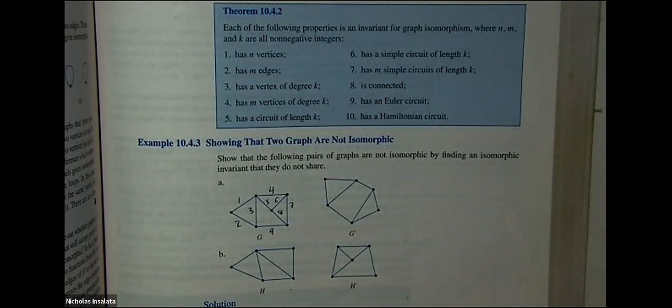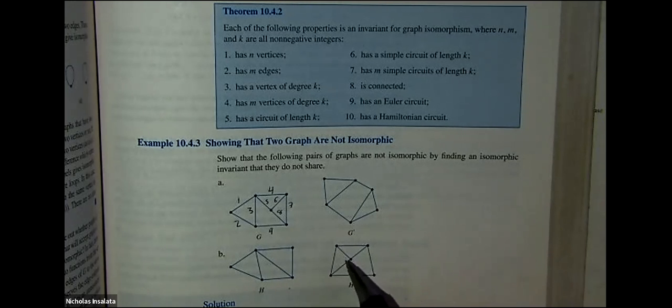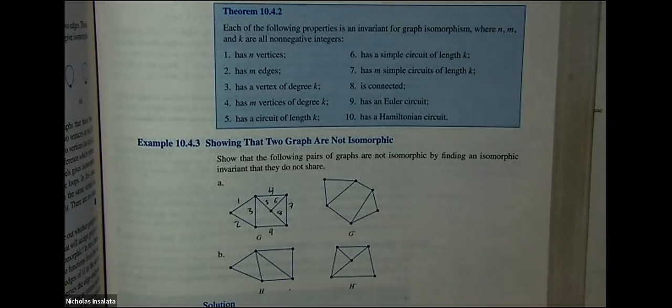Hamiltonian circuit. Very nice. Okay, so this one does, but this one doesn't, right? You're not going to be able to, oh, no, this one does actually. No, this one does, because you can make a little sort of envelope shape. Yep, so they both do, actually. Okay, other ideas?